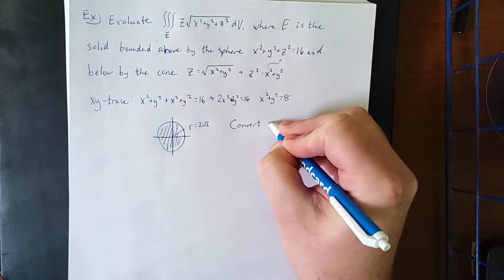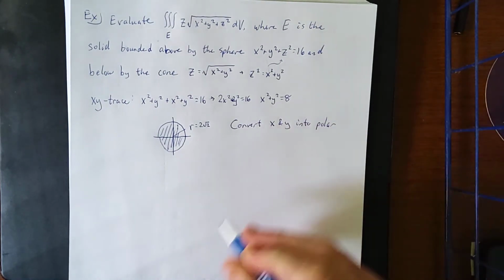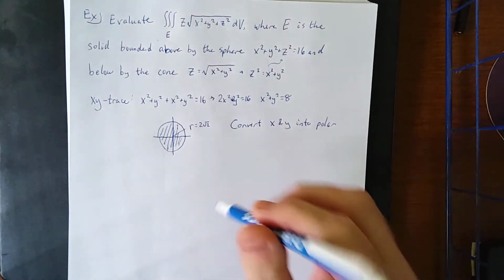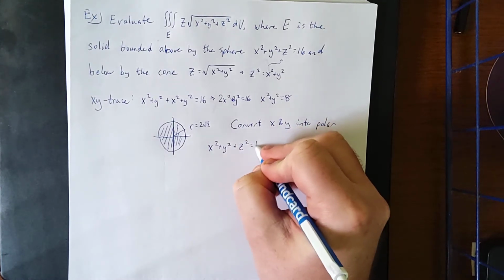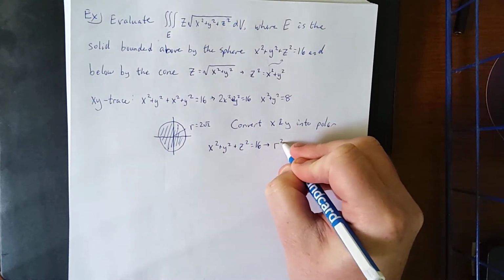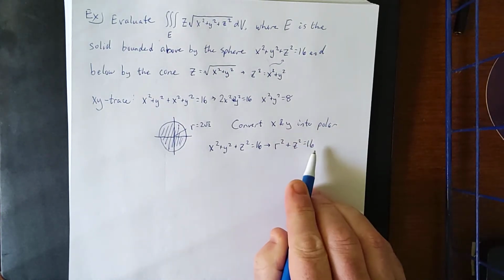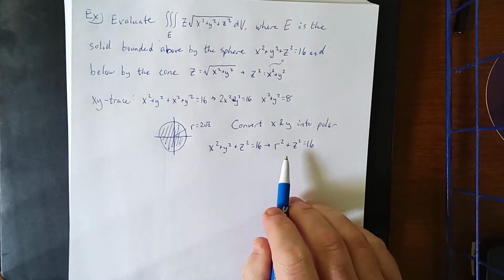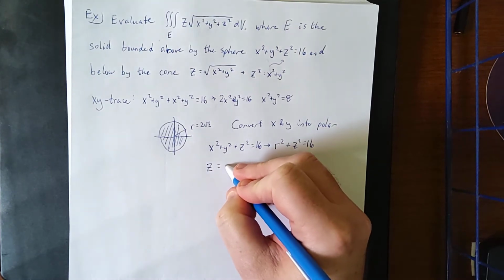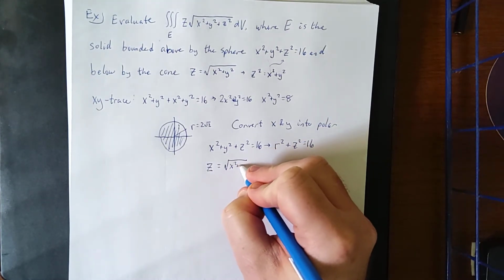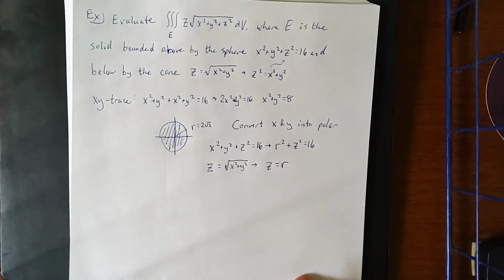So let's convert x and y into polar. x squared plus y squared plus z squared equals 16 can now be expressed as r squared plus z squared equals 16. In the rz trace, that's going to look like a circle, and given that this was a sphere to begin with, hopefully that isn't a surprise. Additionally, we have z equals the square root of x squared plus y squared. Making a substitution into polar coordinates, that would be z equals r.